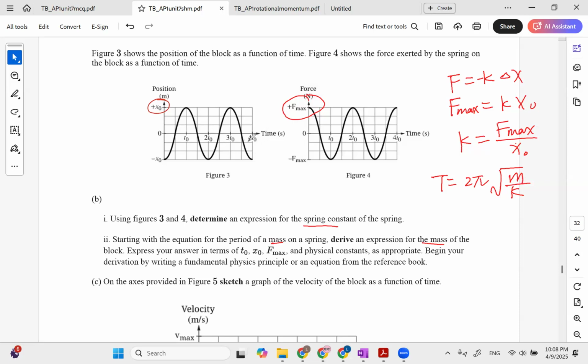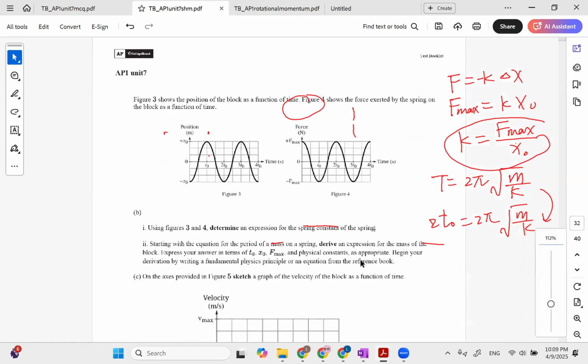From this graph, can you tell me what's the period? Mia, what's the period? The period is 2 T0. 2 T0. And then you find k already, you plug in, then you can find mass, right? You good?